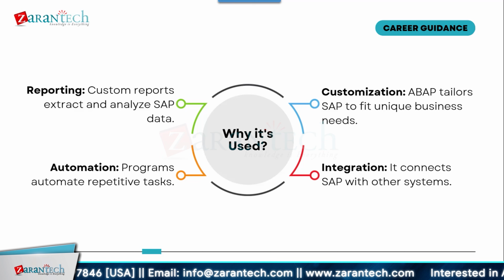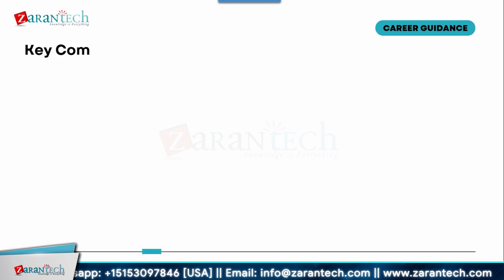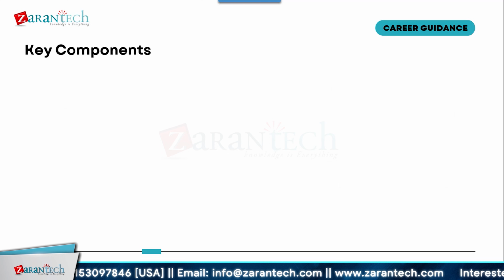And when it comes to automation, ABAP excels in simplifying repetitive tasks. For instance, it can automate payroll processing, saving HR departments countless hours every month. And finally, ABAP is crucial for reporting. It enables the generation of custom reports that help extract and analyze SAP data. For example, a finance team can create a detailed report on monthly sales performance, allowing them to make informed decisions much faster. Okay, now let us explore the key components of SAP ABAP.